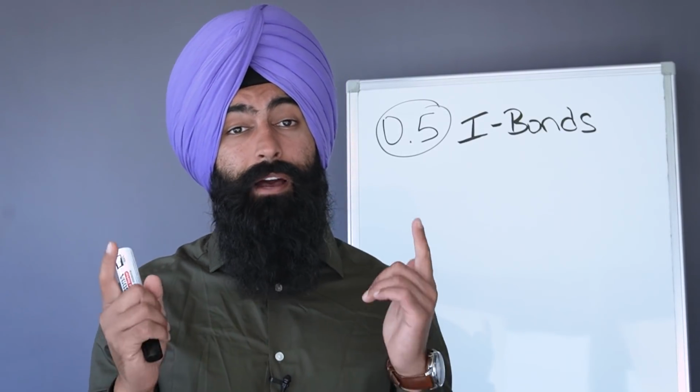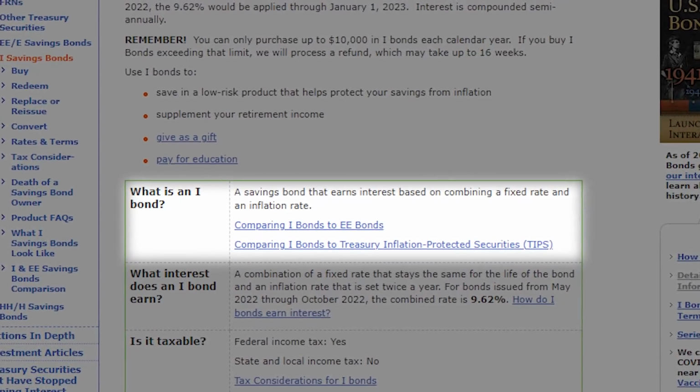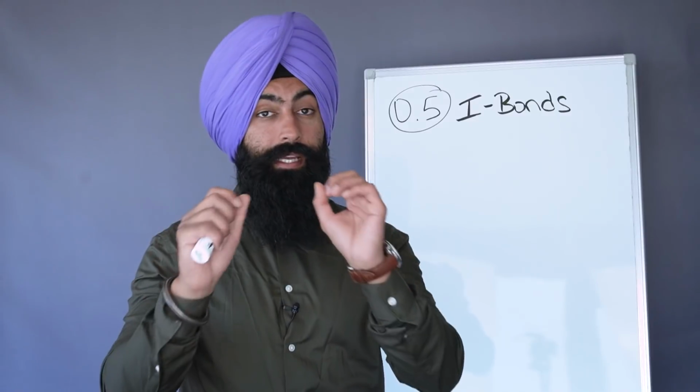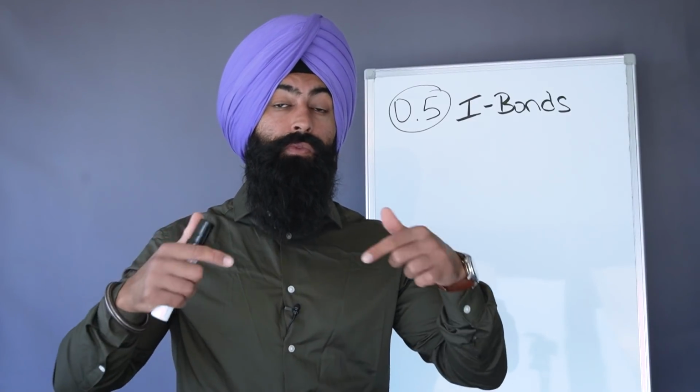I'm going to start by talking about I-bonds because there's been a lot of talk and a lot of questions about I-bonds in my comment section. So I want to start by talking about that. An I-bond is a type of treasury bond that gives you a return that's matched to inflation. So a bond is a loan and a treasury bond is a loan that you make to the government.